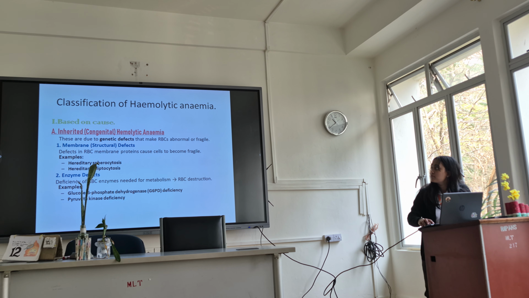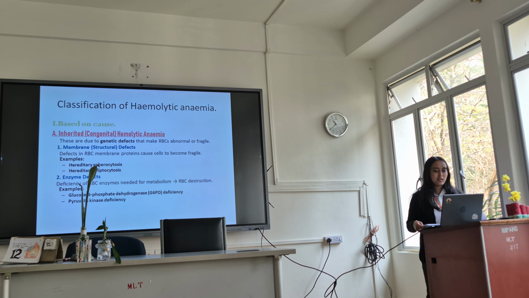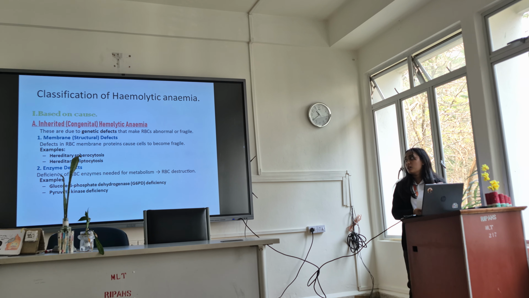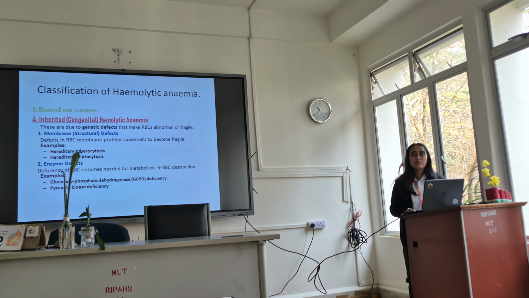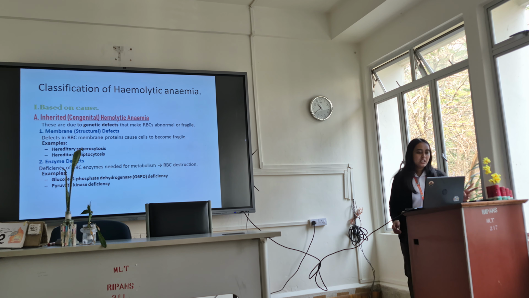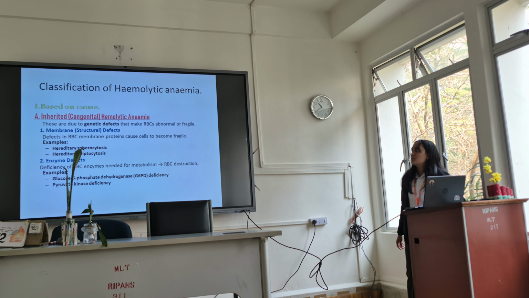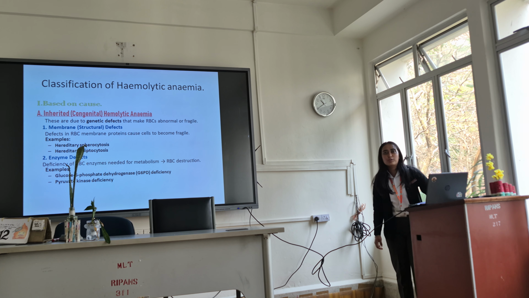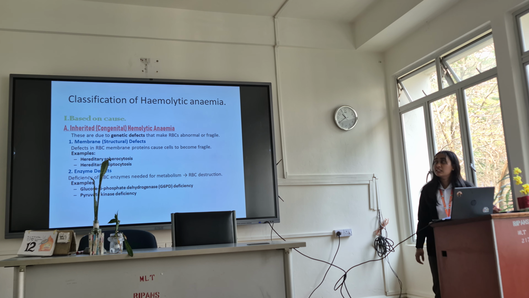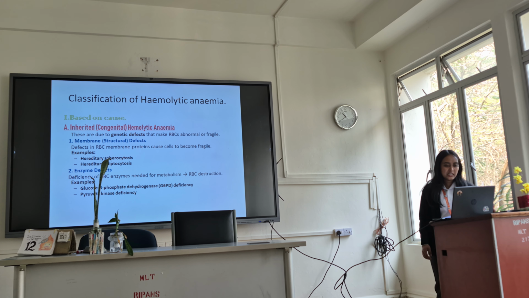Another type of hemolytic anemia is acquired hemolytic anemia, which develops after birth due to external or immune causes. It is also classified into two types, immune-mediated and non-immune-mediated. In immune-mediated, the body produces antibodies against its own RBCs. It has two types, autoimmune hemolytic anemia and alloimmune hemolytic anemia.